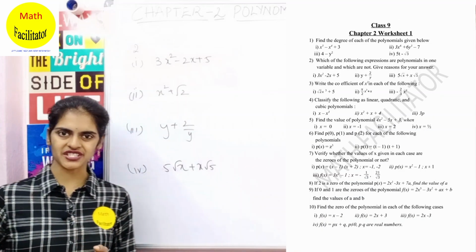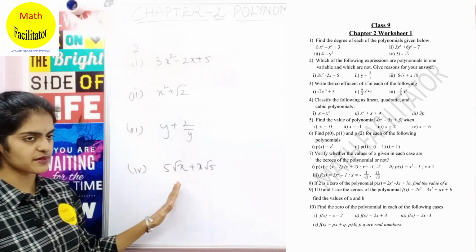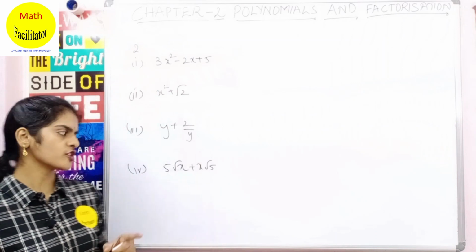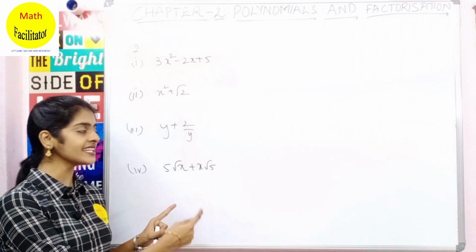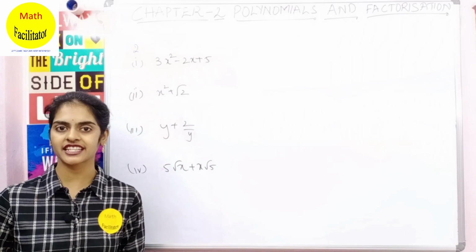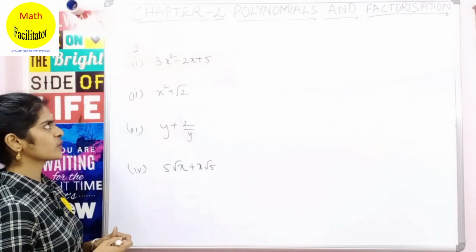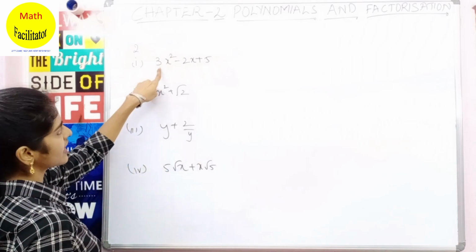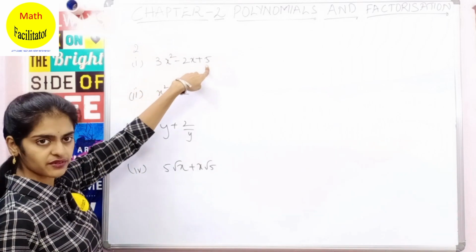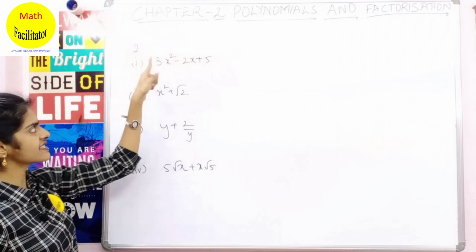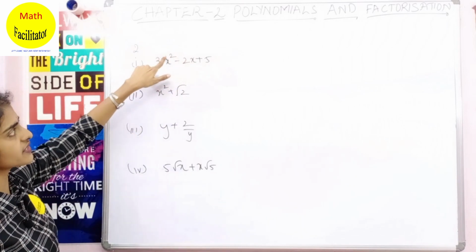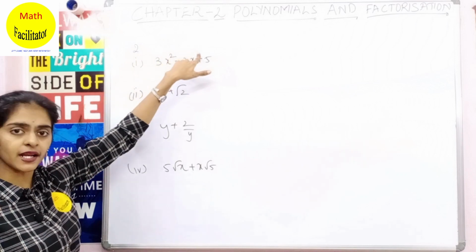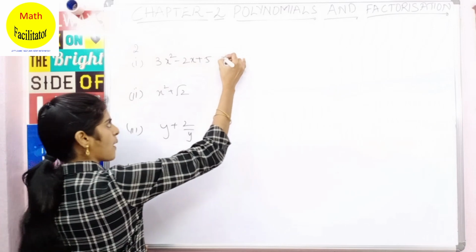Moving on to the next question, you have to find whether these algebraic expressions are polynomials or not. So what is the condition for a polynomial? An algebraic expression is a polynomial when the variables have a non-negative integral power. Nothing but you should have a positive integer as a power. Here you can see 3x square minus 2x plus 5. Here the variable is x and x has what powers? It has positive integral powers, 2 and 1. 2 and 1 are positive integral powers, so this is a polynomial.